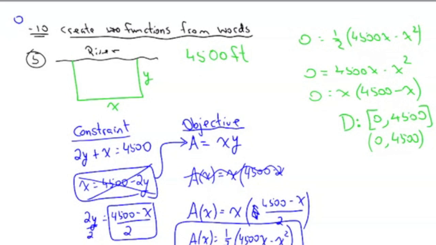If I make this side 4,500 feet, how much is left for y? None, so you just get a straight fence. And if you make x equal to 0, then all the fencing goes into this direction, which would make a fence going this way 4,500 feet. 0 area.